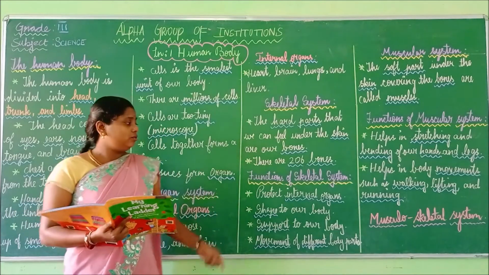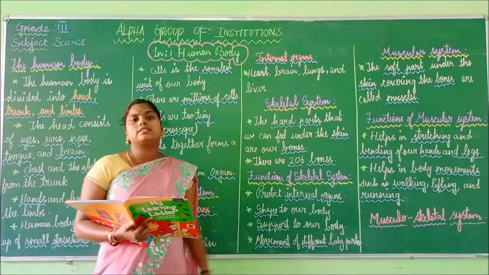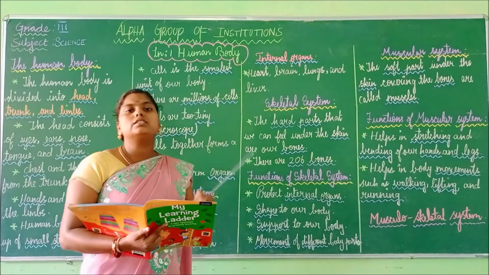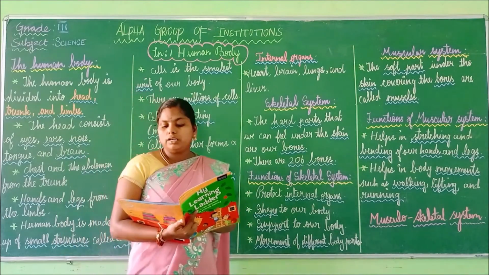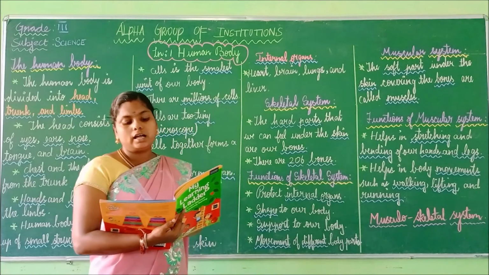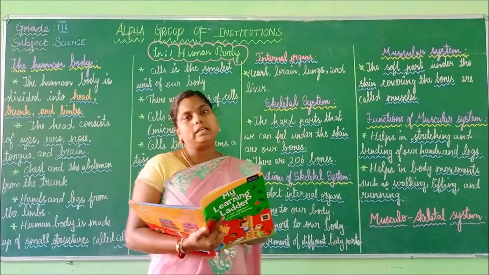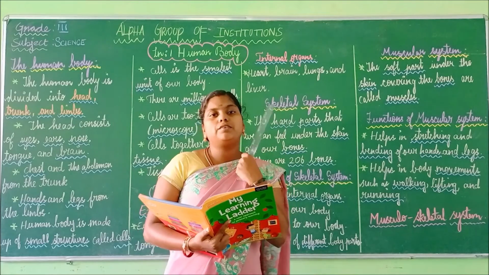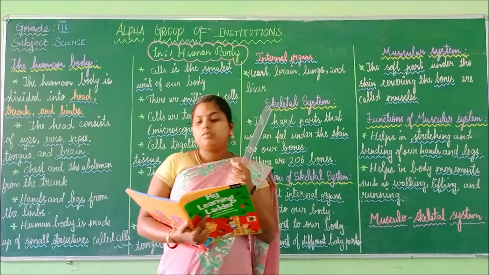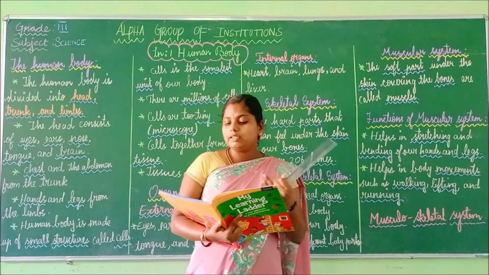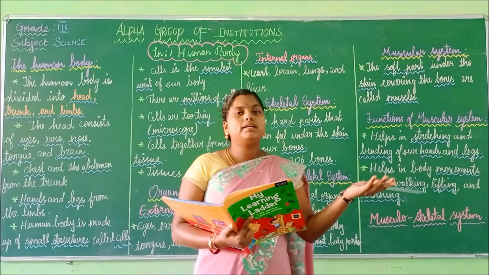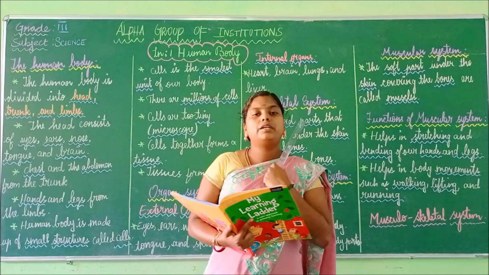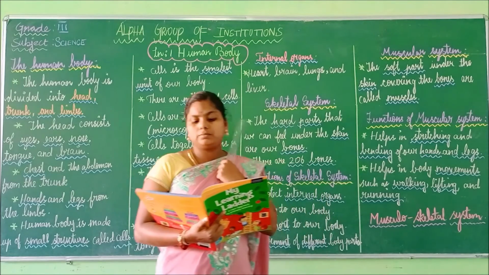206 bones. So now the functions of the skeletal system. What is its function? Why is it doing this? It protects internal organs such as the heart, lungs and stomach from getting injured. If I suddenly get hit somewhere, my skeletal system will protect my inner organs.